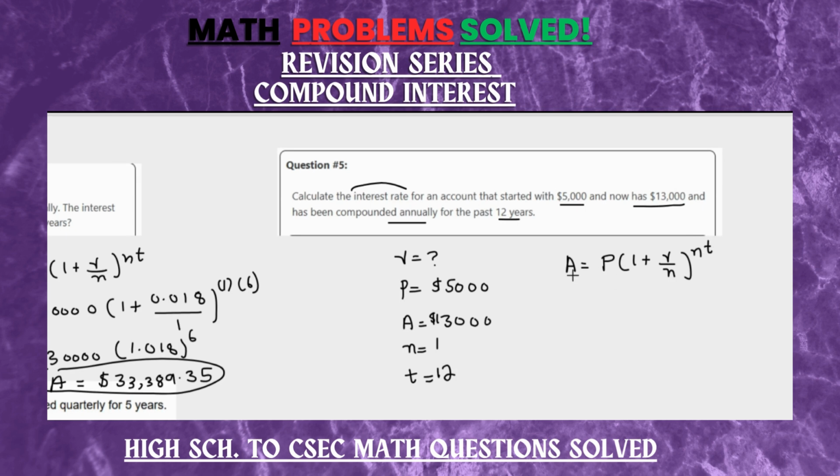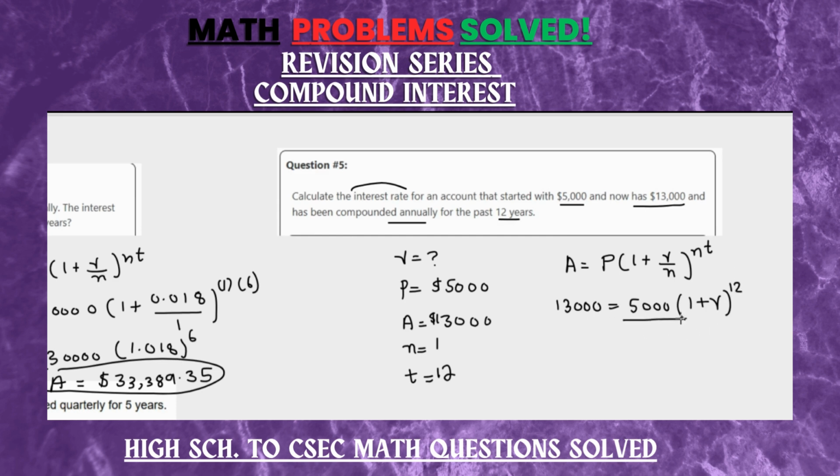So what's the future amount? The amount is 13,000. That's the current amount in the account. What was the principal? The principal was 5,000. And then 1 plus R. R is the interest rate. We have to calculate it. We don't know it. N is 1. You don't need to write 1 there. And time is 12, right?